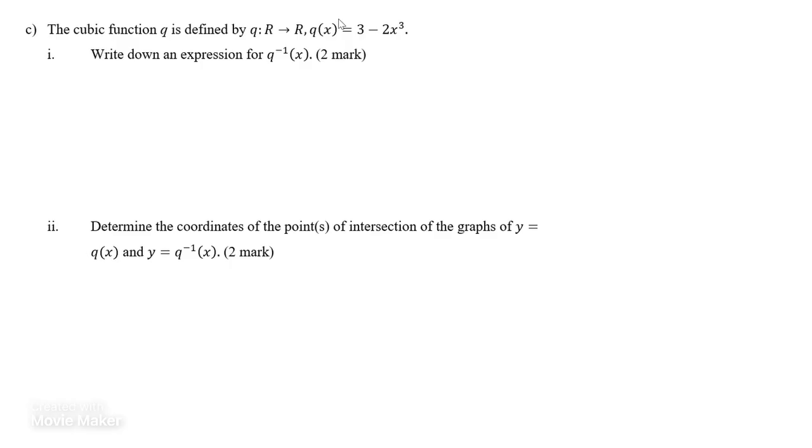The first thing I think about when we're talking about the inverse is I switch my x and y's around. So that gives me x is equal to 3 take away 2y to the power of 3. I again will solve for y, so I will take away 3 and I get x take away 3 is equal to negative 2y to the power of 3. I will then divide by negative 2.